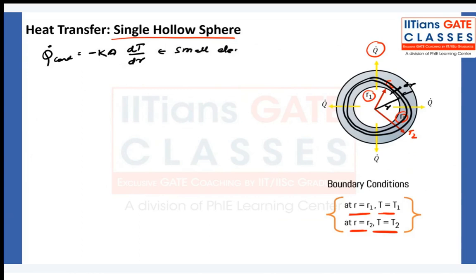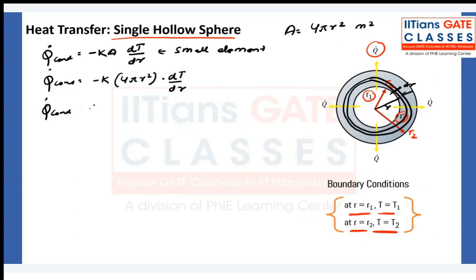Now to find the heat transfer for the whole thickness, what do I need to do? And what is A? A is equal to 4 pi r square. So Q dot conduction is equal to minus K 4 pi r square dT by dr. So I can write the same way: dr by r square is equal to minus K 4 pi dT.